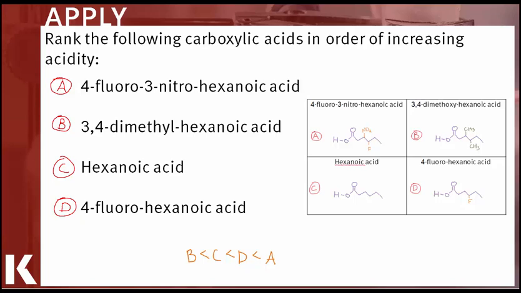So ultimately, the things to keep in mind when you're ranking carboxylic acids is electron withdrawing groups are going to be increasing their acidity, electron donating groups are going to be decreasing acidity. And it all comes down to the stability of the conjugate base once that proton is removed. The more stable the conjugate base, the more acidic the acid.